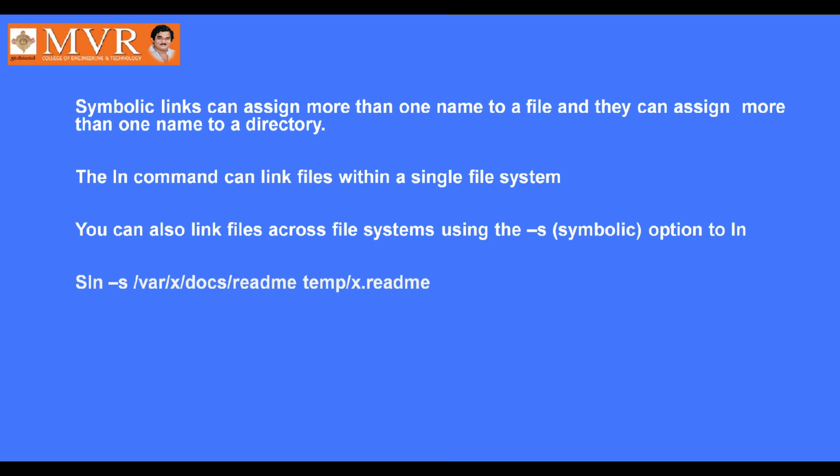In addition to allowing links across file systems, symbolic links enable you to link directories as well as regular files. Similarly, as you create links to regular files, you can also create alias names for directories. The same way we do it with files, you can also do it with directories.